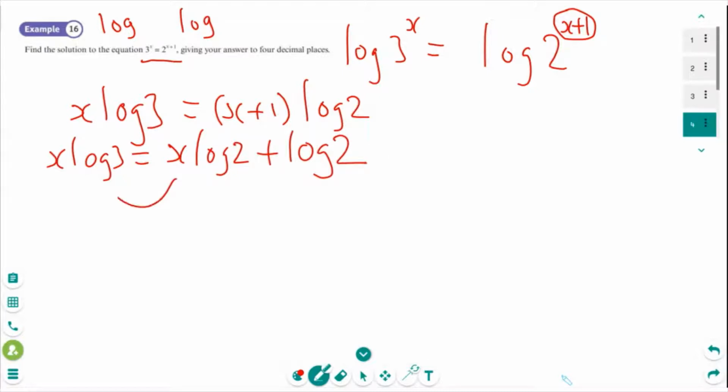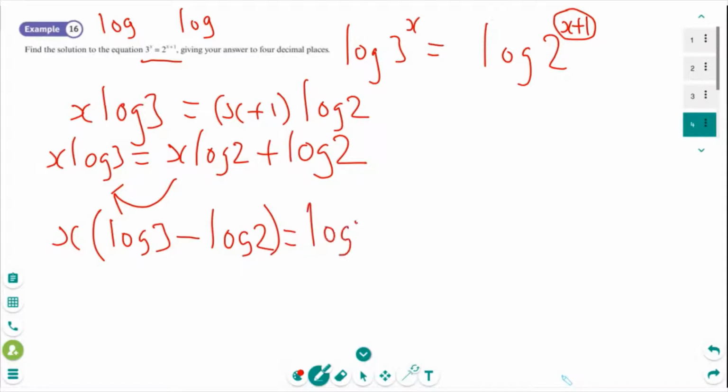So move this to the side maybe. So you get, okay, and you can also factorize it. Like that. And then the final step, you can just divide. So you can evaluate it on the calculator now.